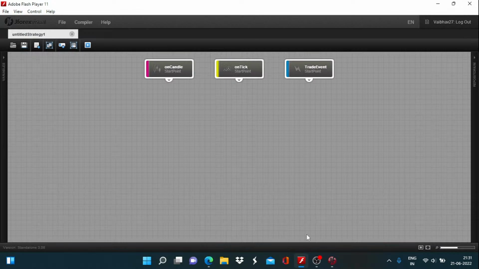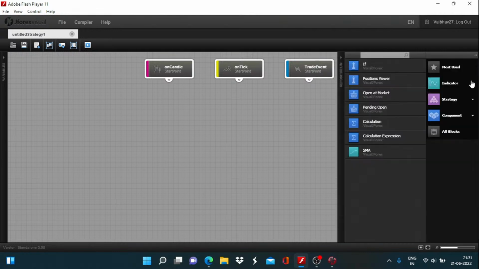This has been a very useful platform. You can learn it in no time, and then you can use this Visual JForex platform to build your own algorithms to automate your trading. So that's a big development for traders by Dukascopy Bank SA.